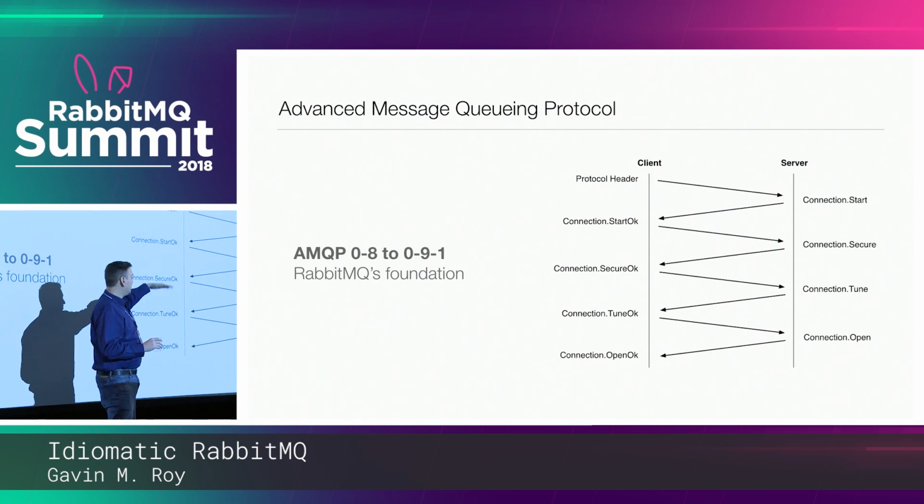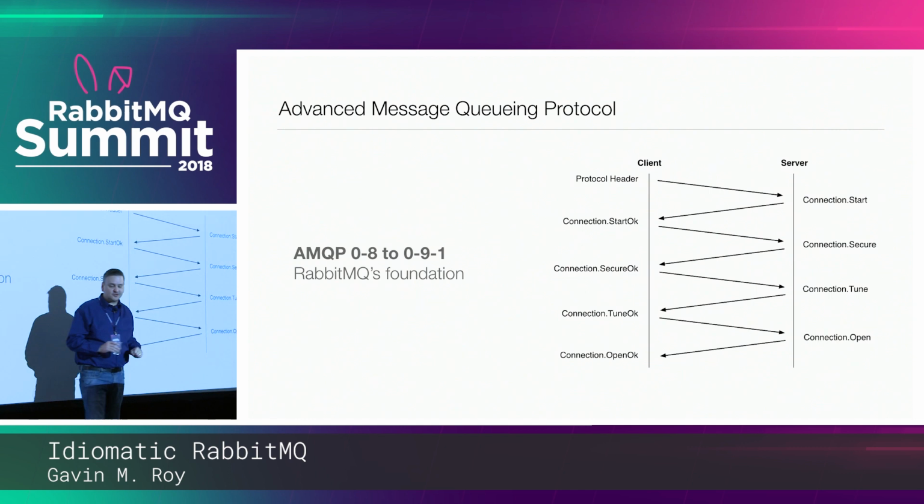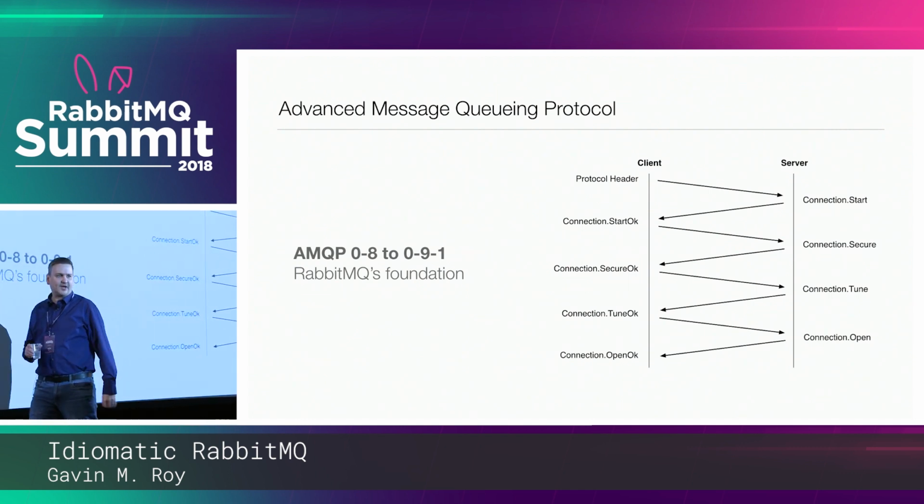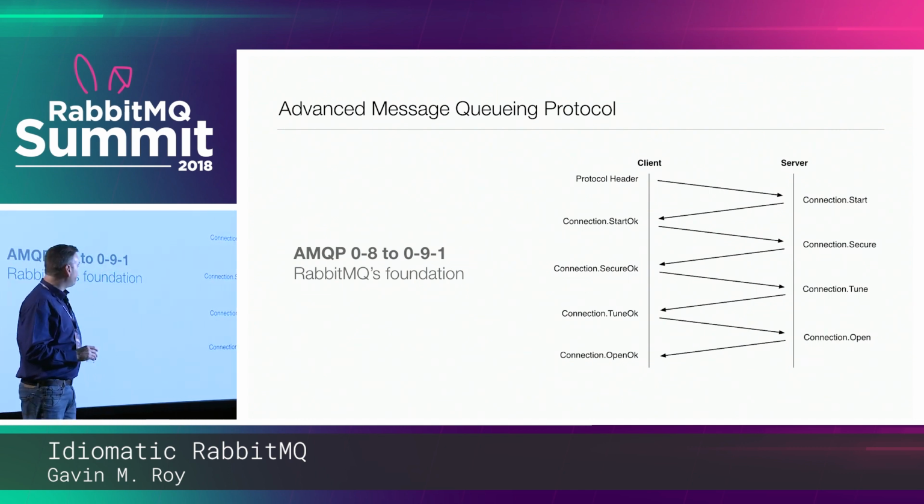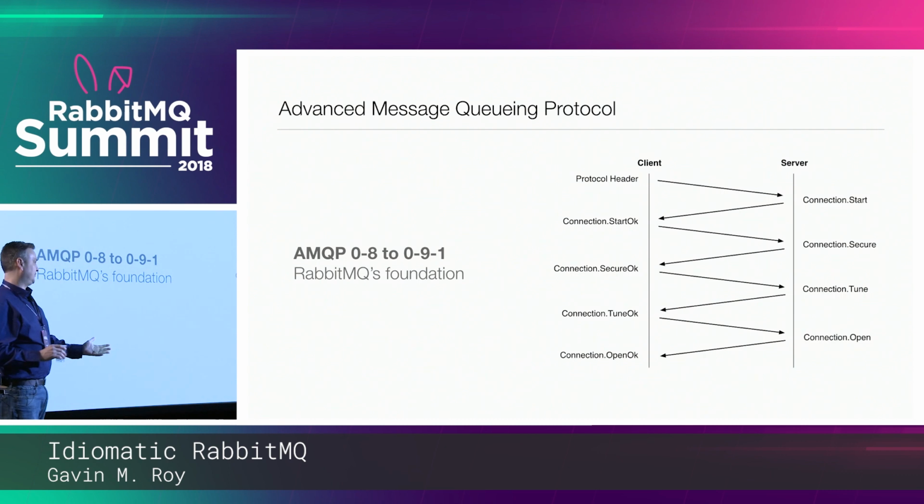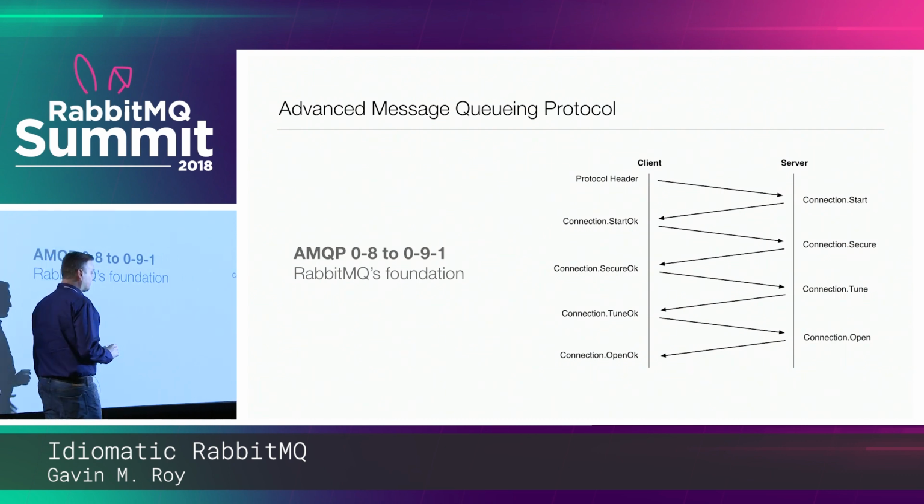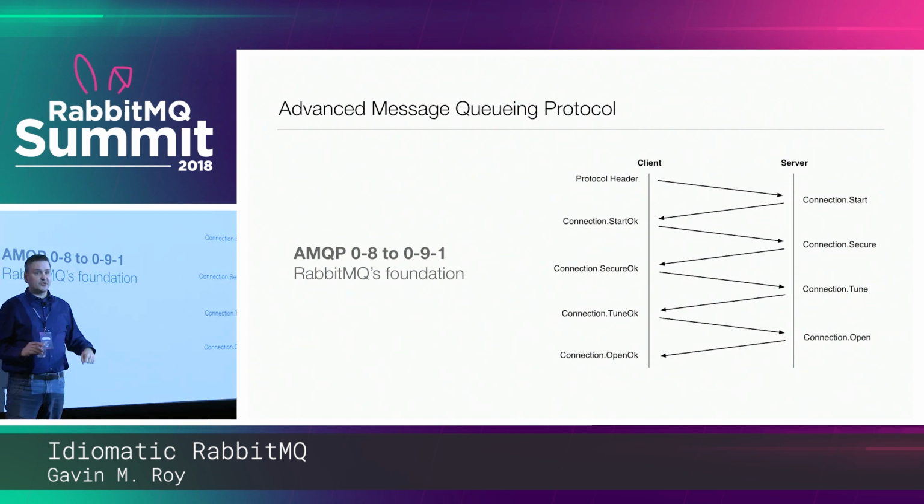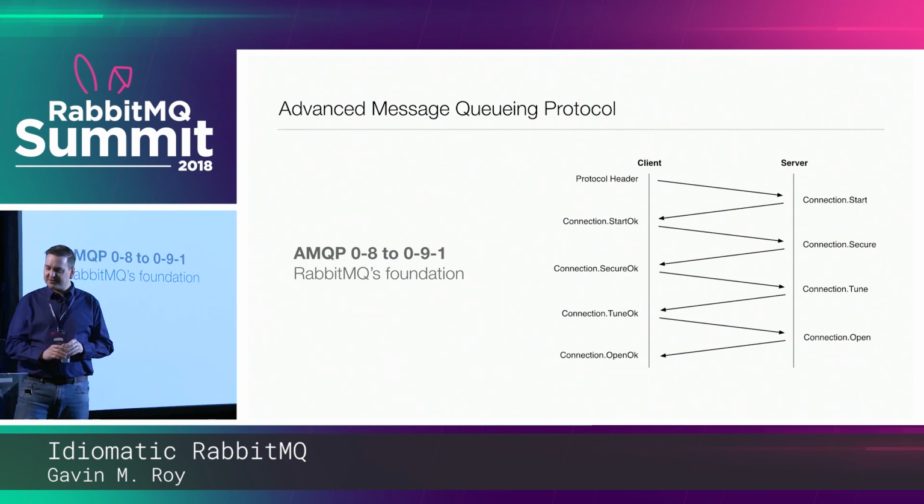We're going to skip over secure because that's really not implemented most of the time. So we want to tune the connection. How many channels can we have? What's our maximum frame size? Few other things, and then as a response we say, okay, we got your tuning request, here's what we would rather do, and the server responds with, okay, your connection is open, and we say, okay, we understand it's open.